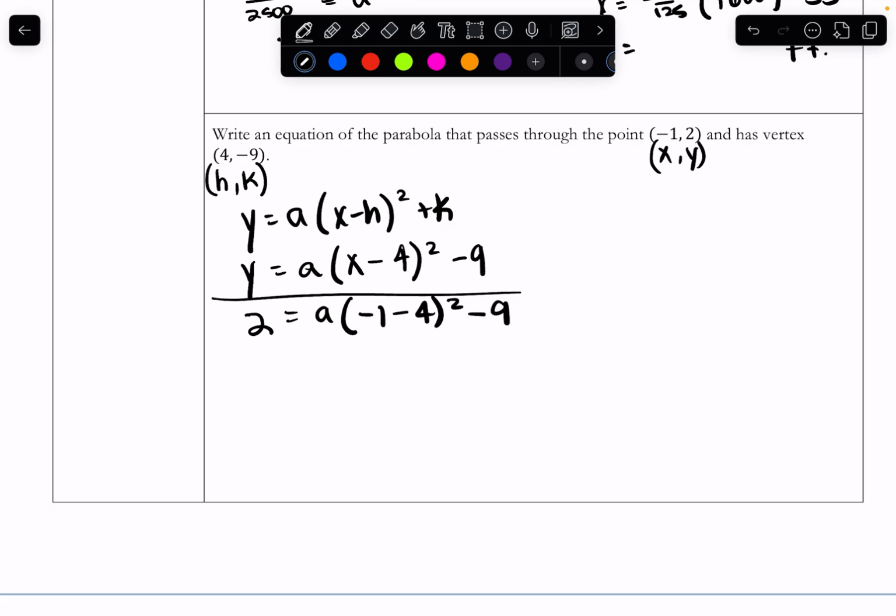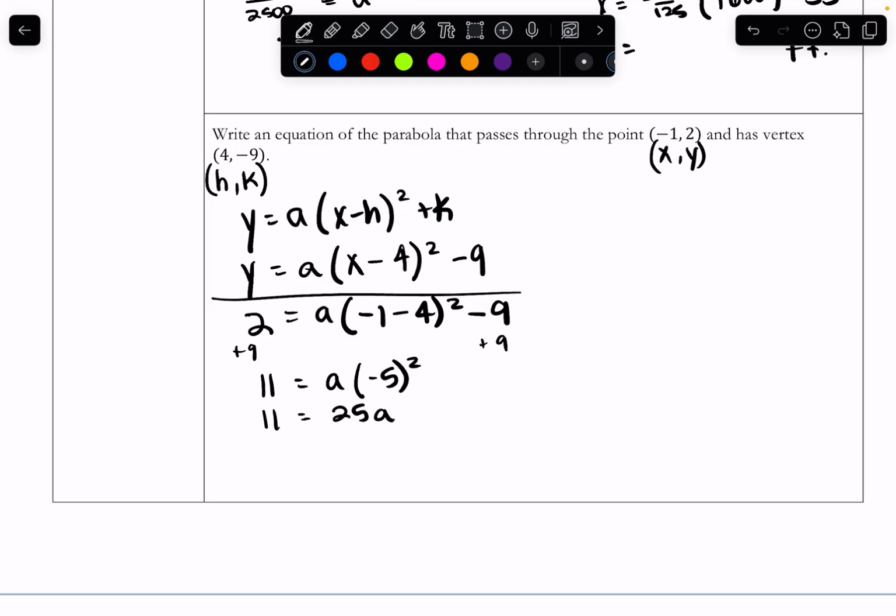You could do all of that at once if you want. All right, you have to solve for A. Every single time you're going to have to solve for A. So that means I'm going to add 9. So 11 equals A. -1 minus 4 is -5. All right, so that is 11 equals 25A.